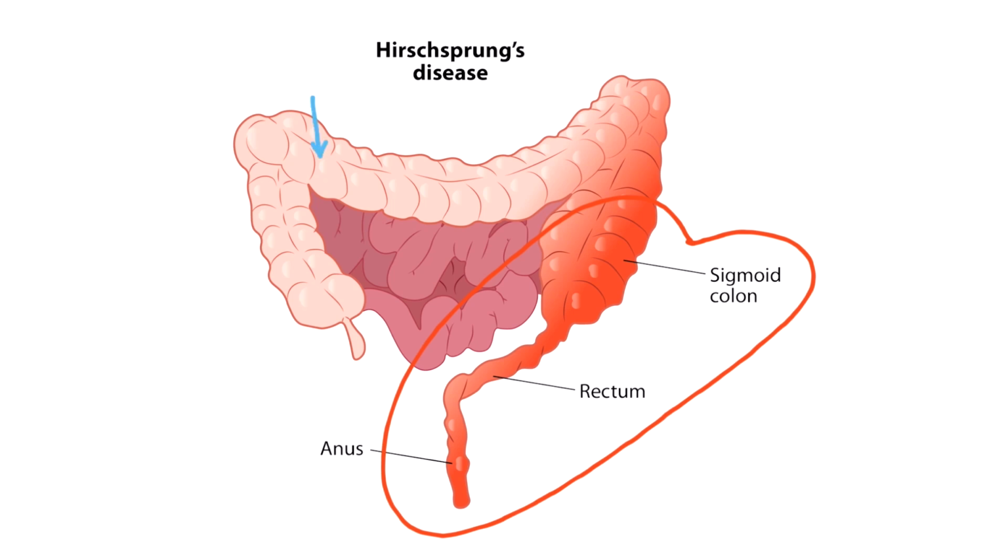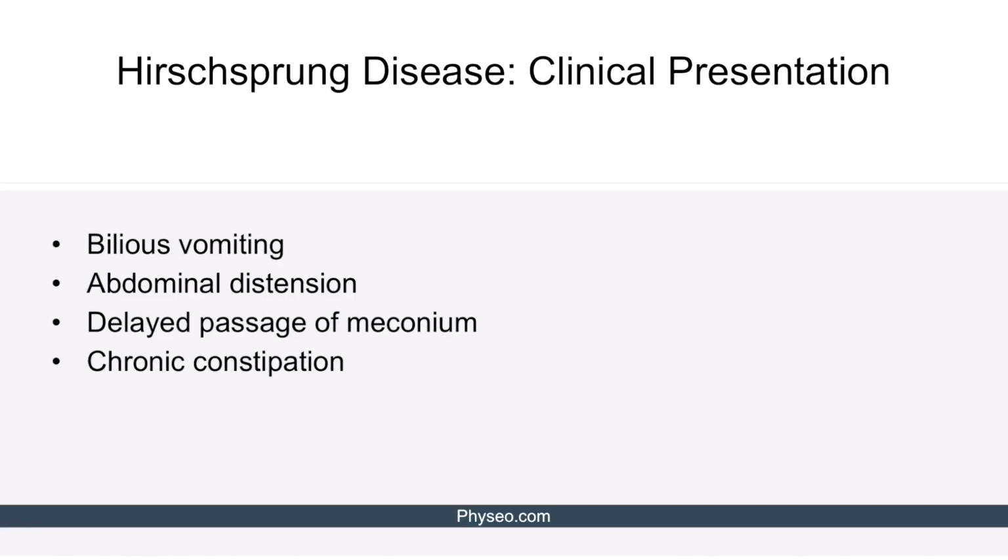In contrast, the remainder of the colon has normal innervation. The most distal part of the innervated colon is dilated due to accumulation of fluid and fecal masses. This dilated colonic segment with normal innervation is called the transition zone. Hirschsprung disease typically presents with bilious vomiting and abdominal distension. This is due to proximal colonic dilation.